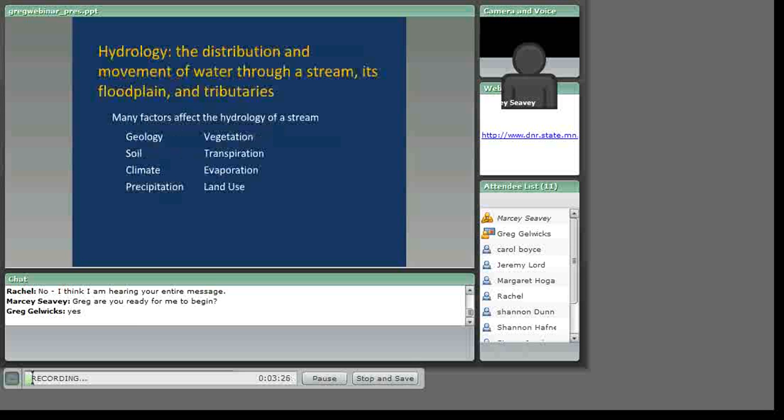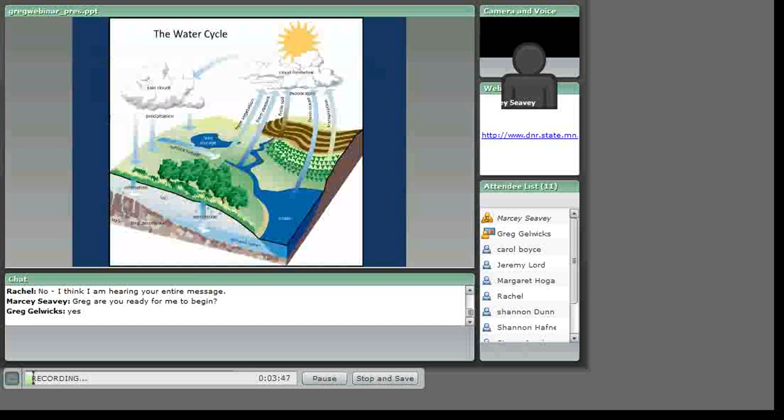Hydrology can be defined as the distribution and movement of water through a stream and its floodplains and tributaries. And there's many factors I've listed here that affect the hydrology of a stream, including geology, soil, climate, precipitation, vegetation, transpiration, evaporation, and land use. And the basics of hydrology begin with a water cycle, and I'm sure a lot of you are familiar with this. And what I'd like you to focus on here is how important watersheds are to the condition of the stream.